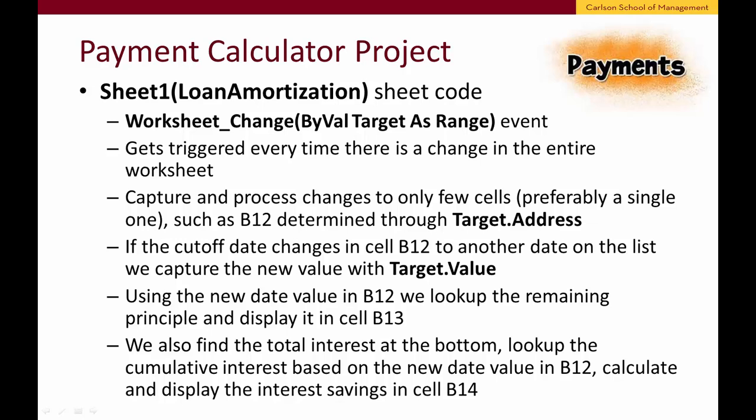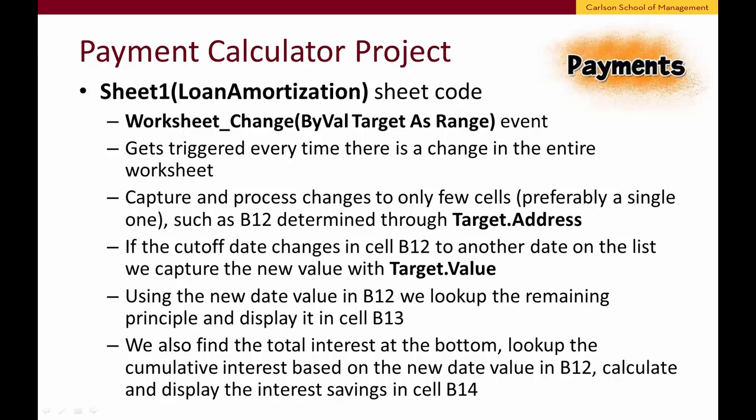The worksheet change event is triggered every time a change has been made to a worksheet. And you will notice that the code is behind the sheet, the loan amortization worksheet object, rather than a regular code module. I'll show that in a minute. The target range variable, a parameter for this procedure, is typically either a single cell or a range of cells that need to be examined for changes, and appropriate actions are then taken as a result of those changes.